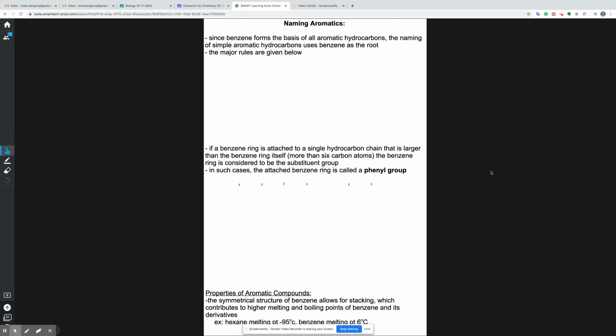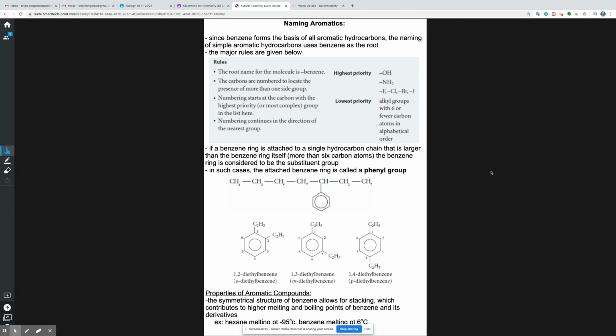So naming aromatics has its own rules, just like naming alkenes, alkynes, and alkanes. Since benzene forms the basis of all aromatic hydrocarbons, the naming of simple aromatic hydrocarbons uses benzene as the root. Then we start our numbering with the presence of any side group. If there's only one side group, we don't need to number it. It's just going to come off of the one side.